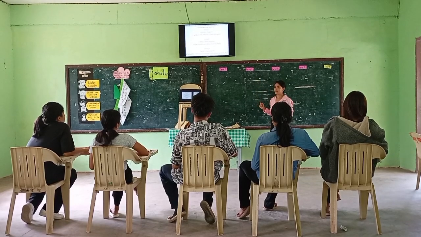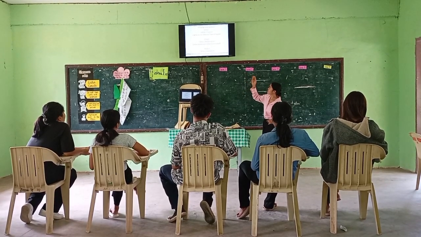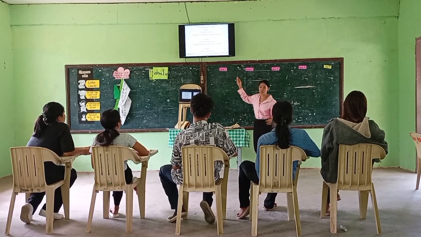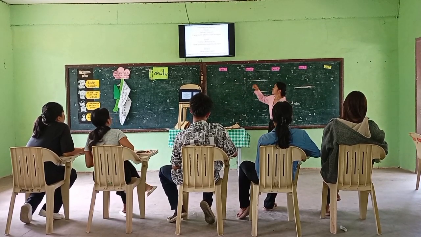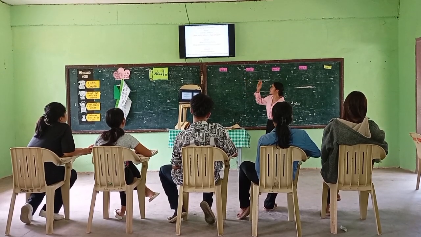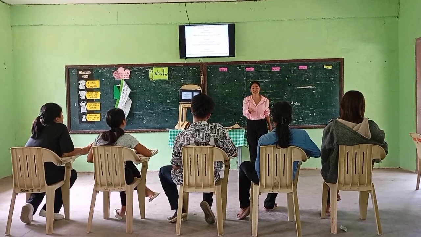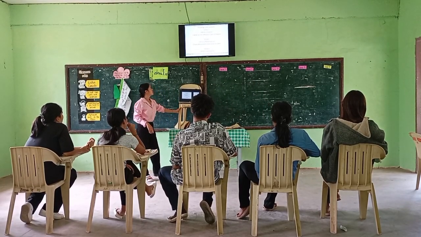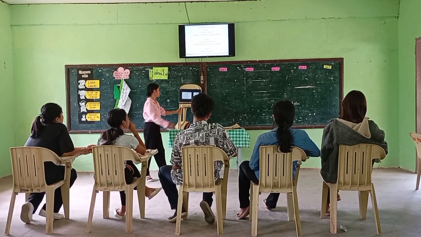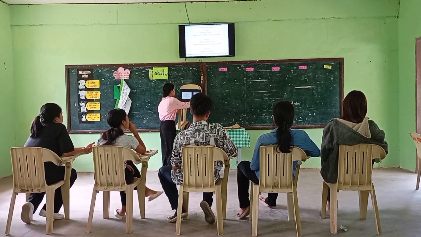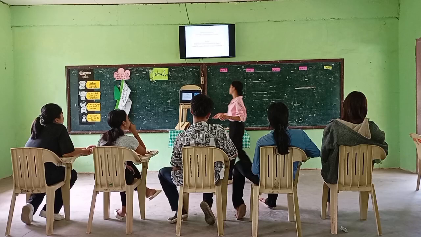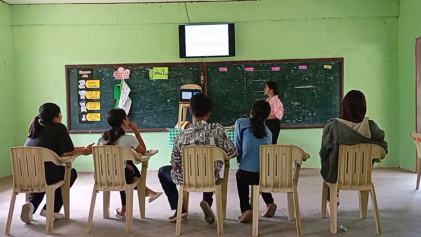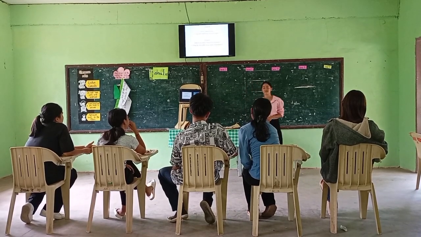Okay, group 1, can you read question number 1? What is tropism? What are the different types of tropism? Okay, now group 2, can you read question number 2? What is phototropism? How does phototropism occur in plants? Okay, group 3, question number 3? What is geotropism? How does it influence the growth and development of plant roots and shoots? Okay, group 4, question number 4? What is hydrotropism? How does hydrotropism occur in plants?